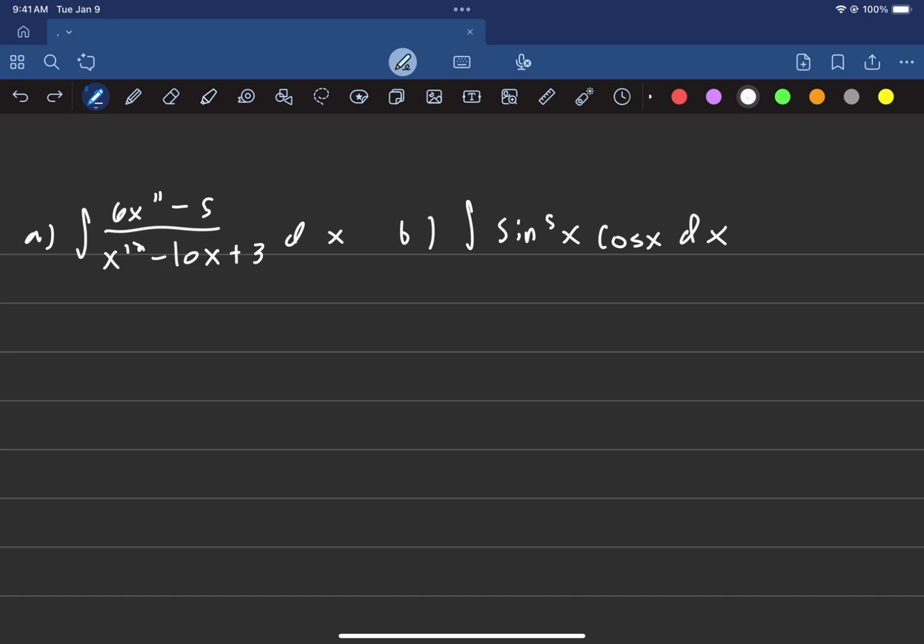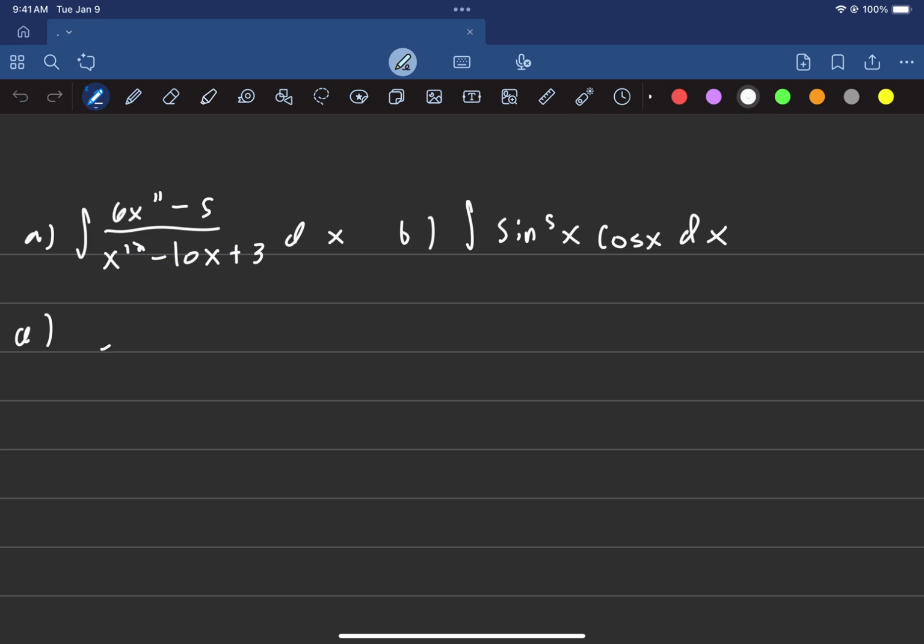Hello guys, let's solve these two integration questions that involve us using u substitution. Let's start off with a. So we have this integral right here, and we'll notice that at the bottom we have something that has a power that is higher than 11, which is 12 by 1. So let's try u substitution.